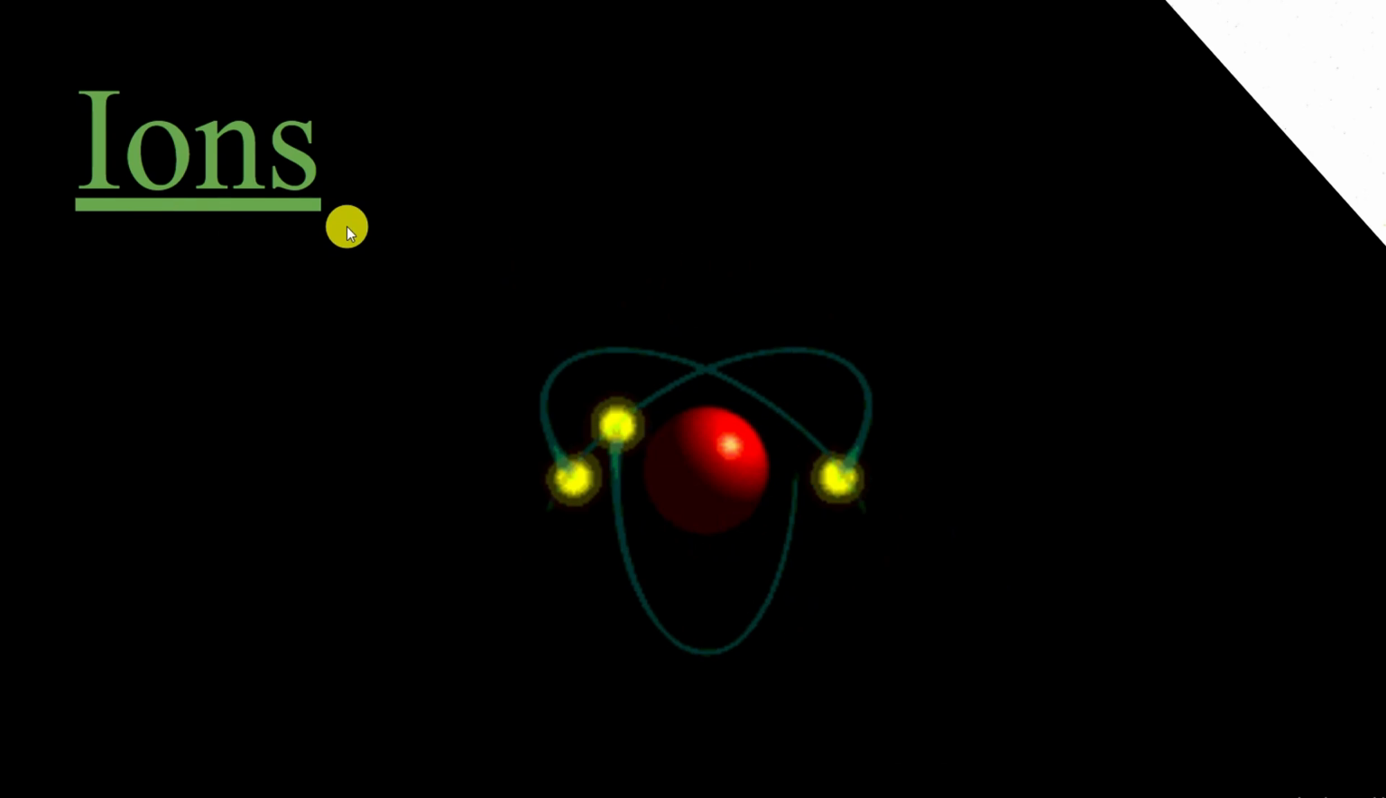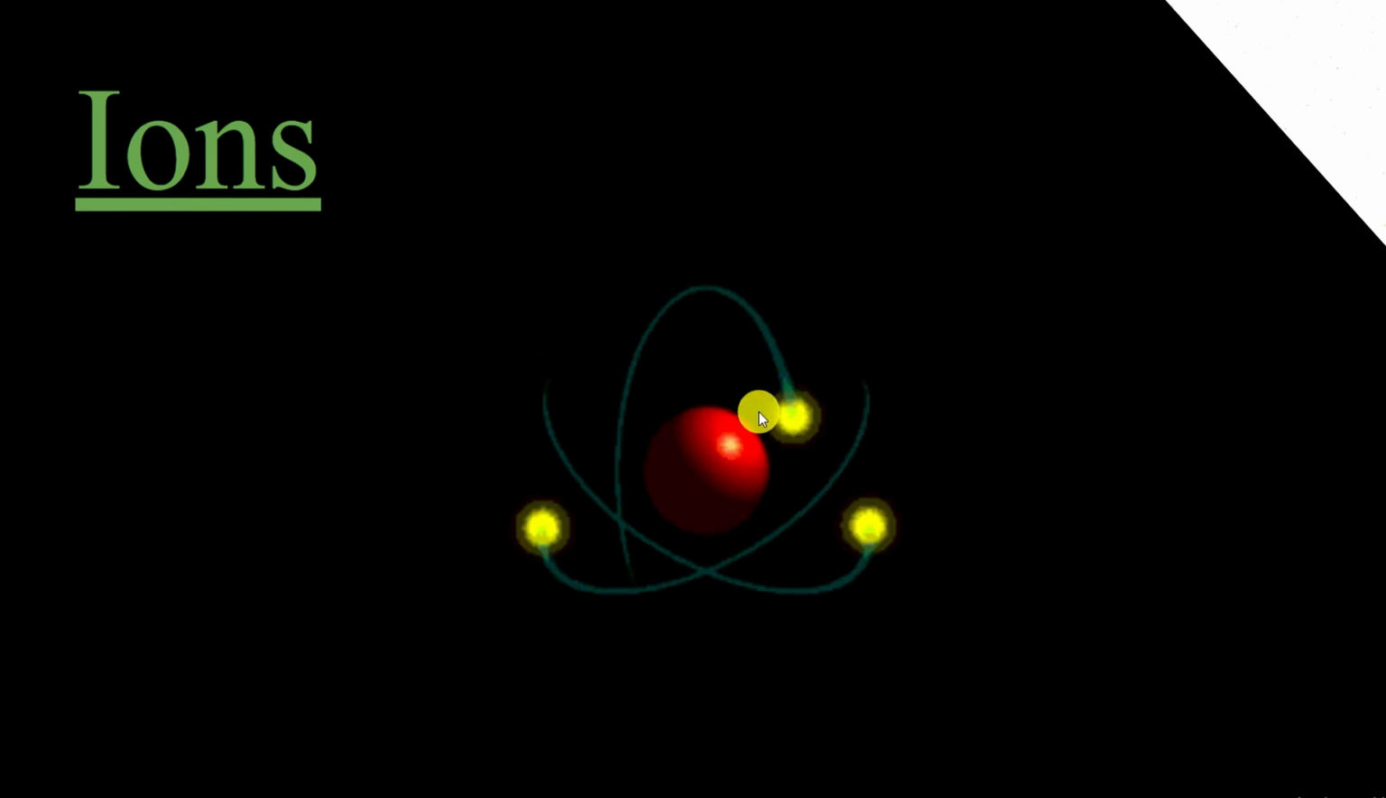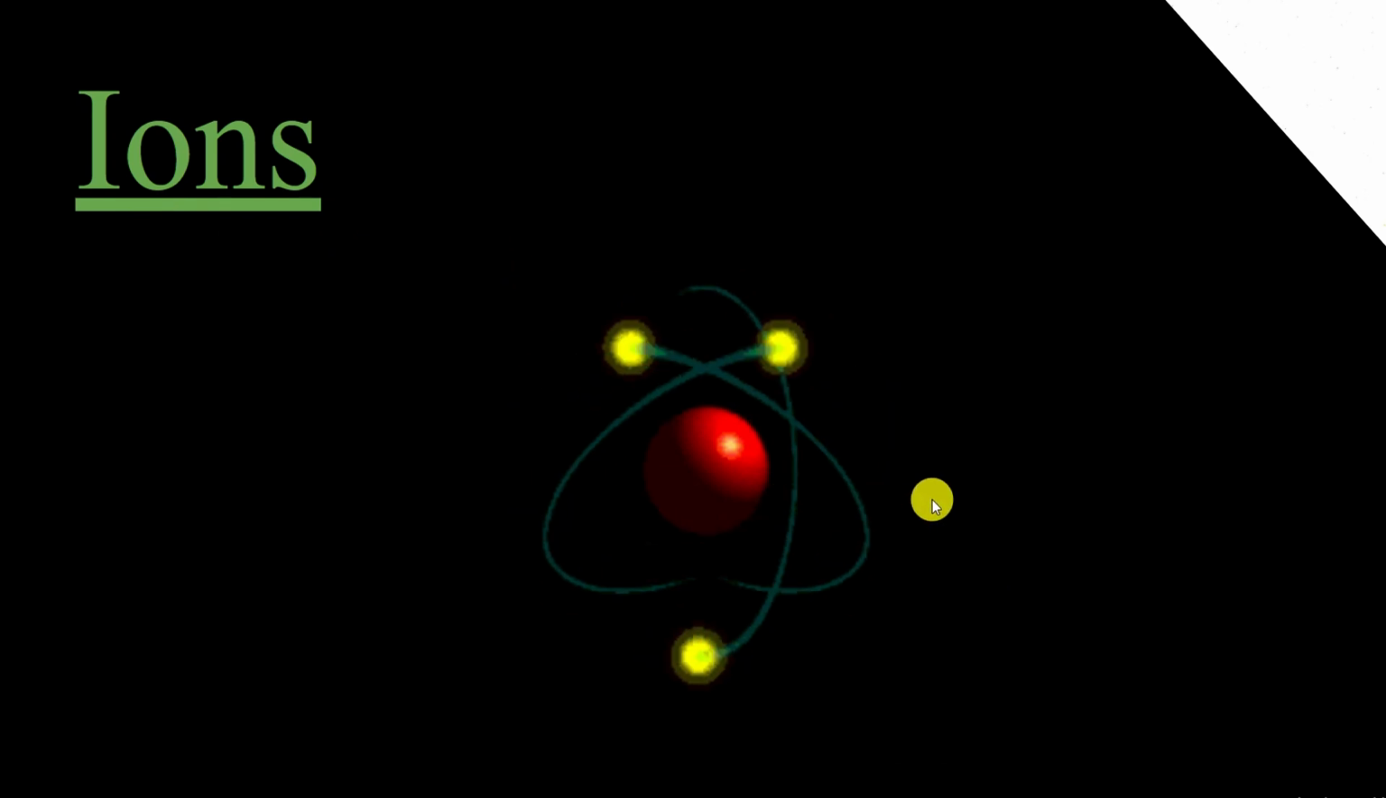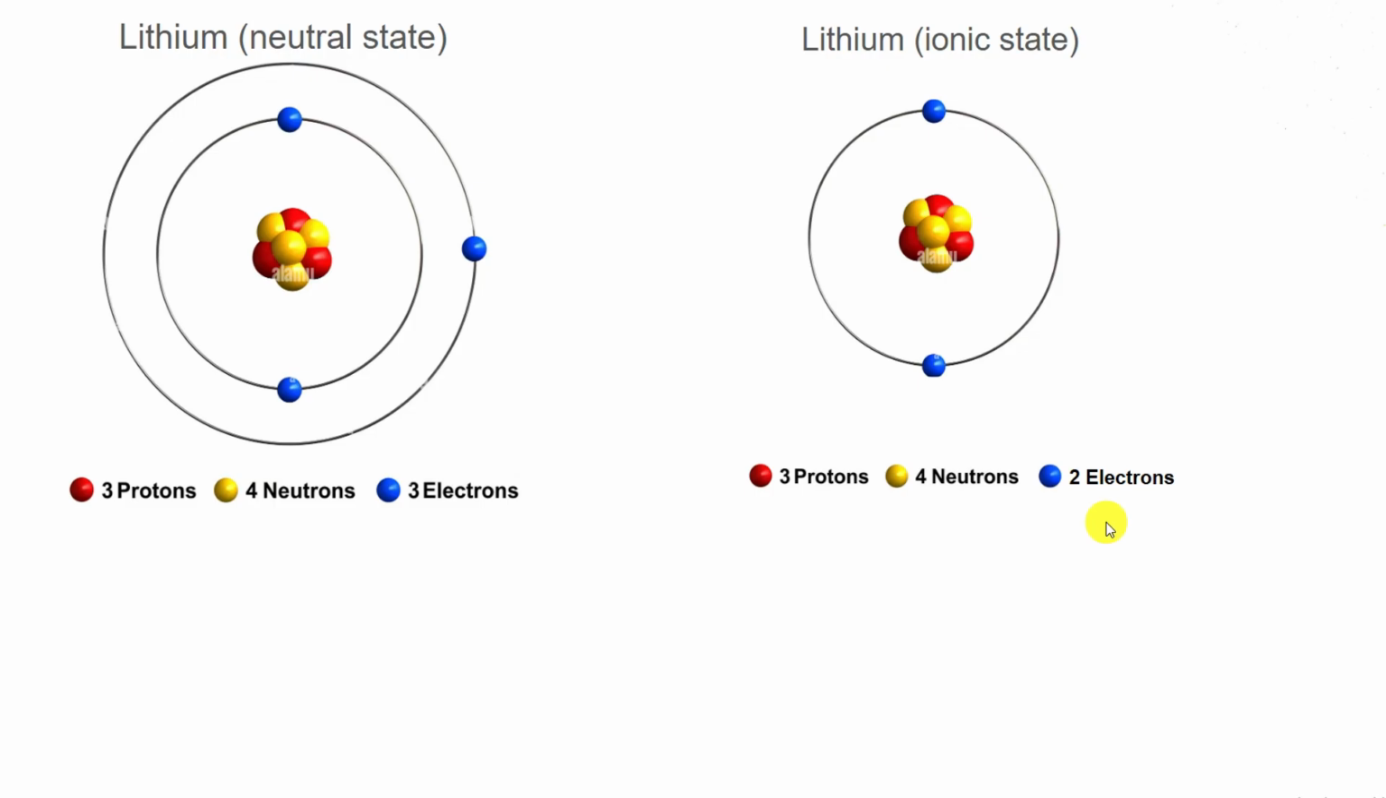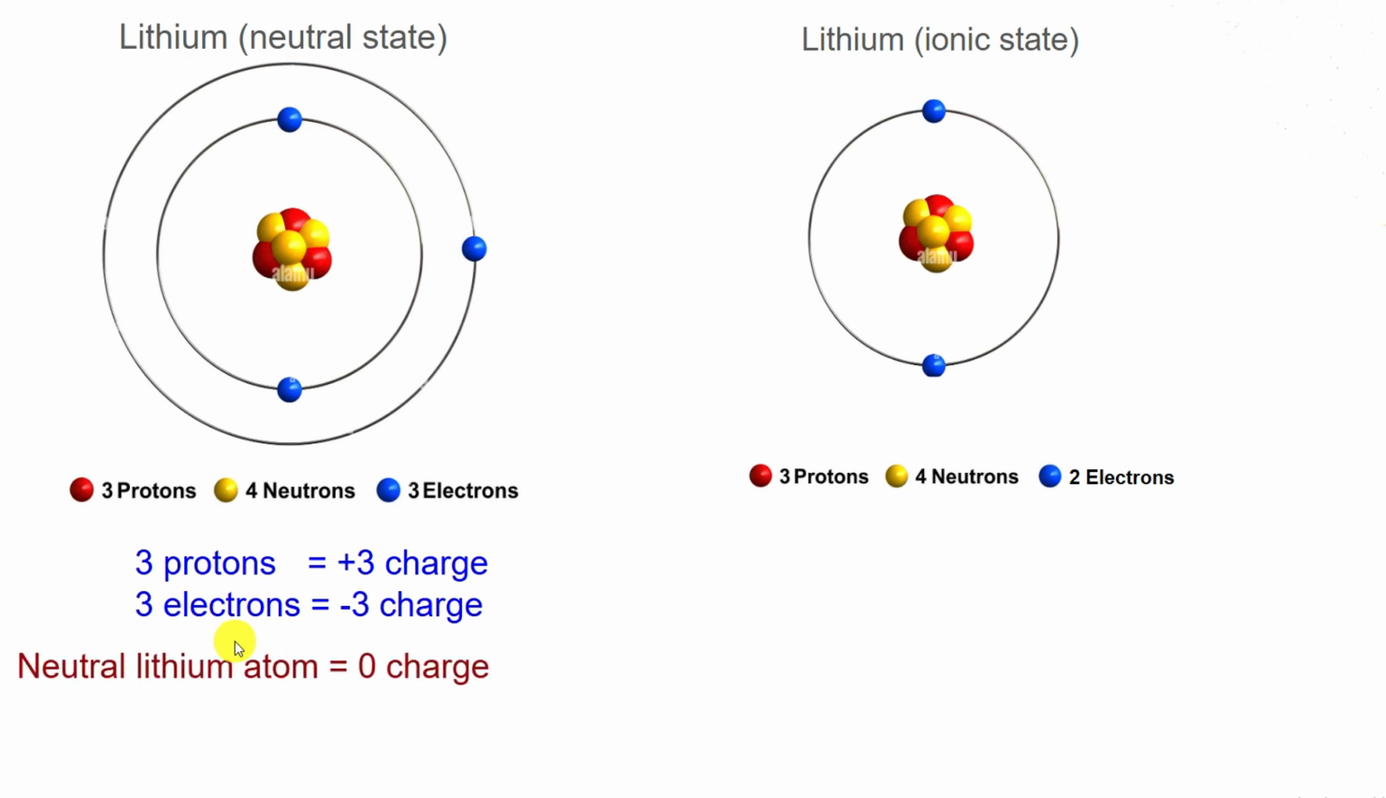Now let's talk about ions. What is an ion? To understand that, let's have a look at these two atoms. They both are atoms of lithium. In the neutral state, lithium has 3 electrons and 3 protons. As protons are positively charged and electrons are negatively charged, the 3 positive charges get neutralized by the 3 negative charges. Therefore, a neutral lithium atom has no overall charge.